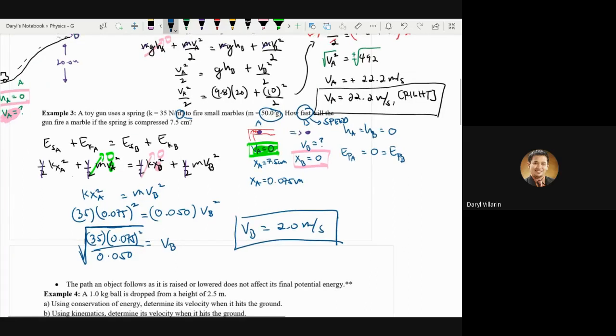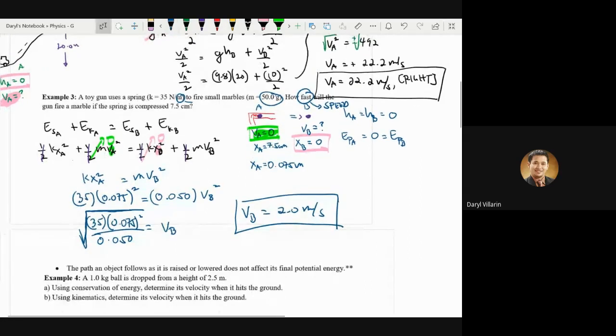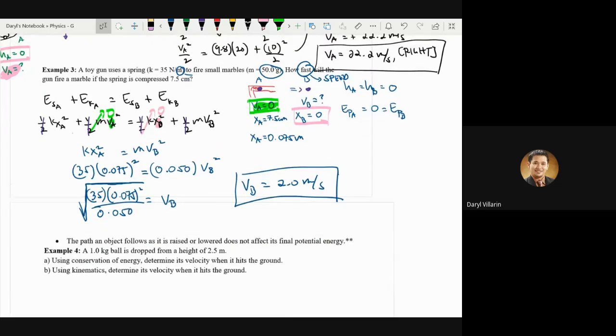Example number 4 is just a comparison. Again, the conservation of energy just gives you another tool in solving these kinematic quantities, because velocity and speed, or the distance, the time, are considered kinematic quantities, right? We talk about these quantities in unit 2.